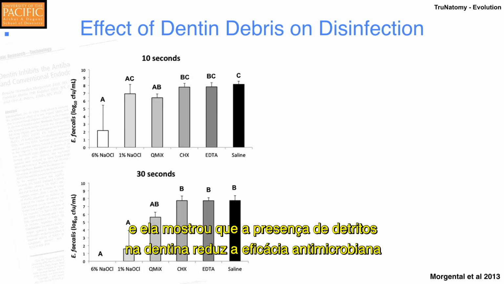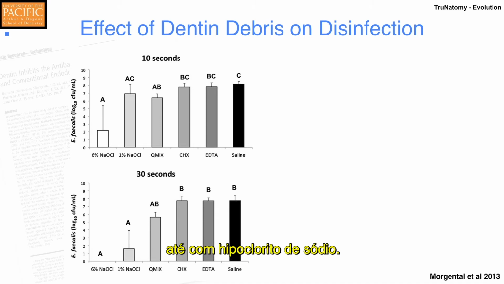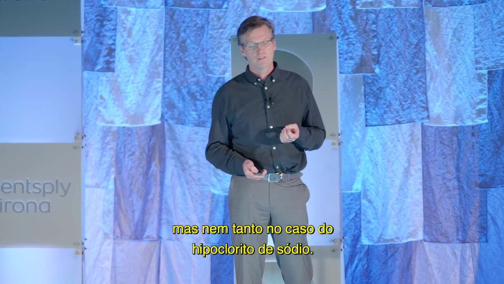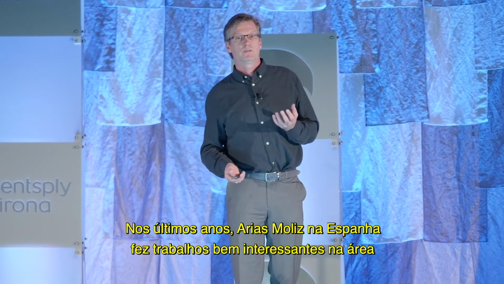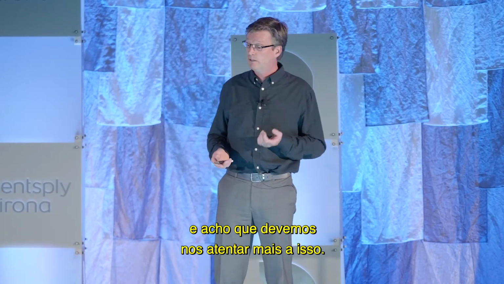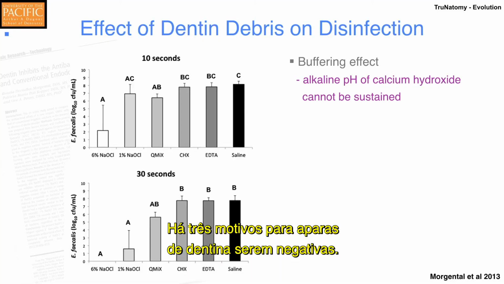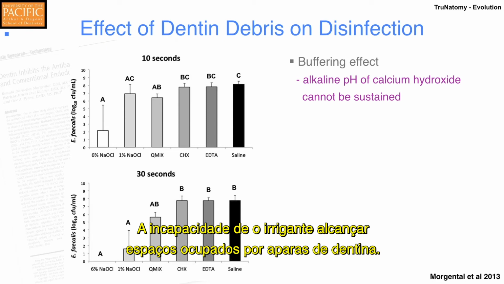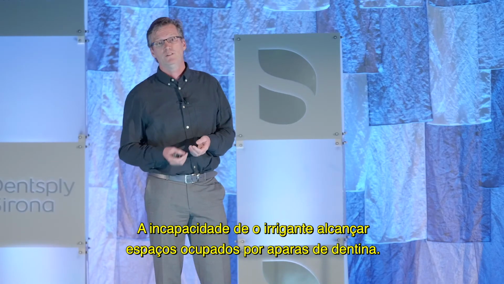the presence of dentin debris reduces antimicrobial efficacy even for sodium hypochlorite. It's easy to understand for cationic detergents like chlorhexidine, but it's not so easy to understand why this is the case for sodium hypochlorite. And in recent years, Arias-Moliz in Spain has done some work on that which is quite compelling, I think. And we've got to look at this a little bit more. So there are 3 avenues why dentin shavings are negative. Among them is the inability of irrigant to get to the space that dentin shavings now occupy.